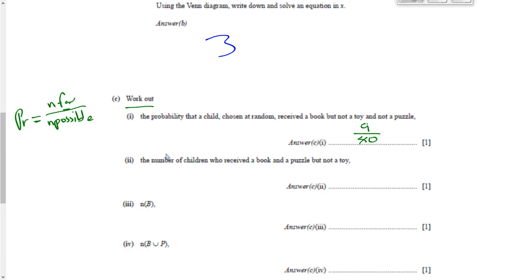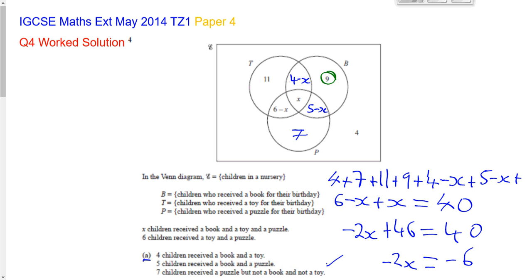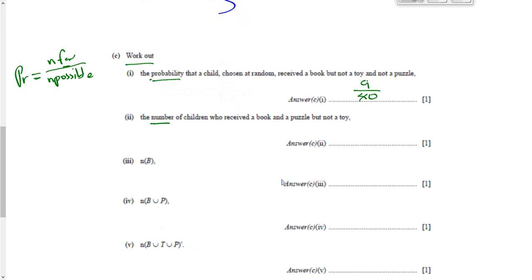Now that was the probability, but this part of the question asks for the number of children who received a book and a puzzle but not a toy. So those who received a book and a puzzle, 5 minus x, and we know that x is 3, so it's 5 minus 3, which is equal to 2.